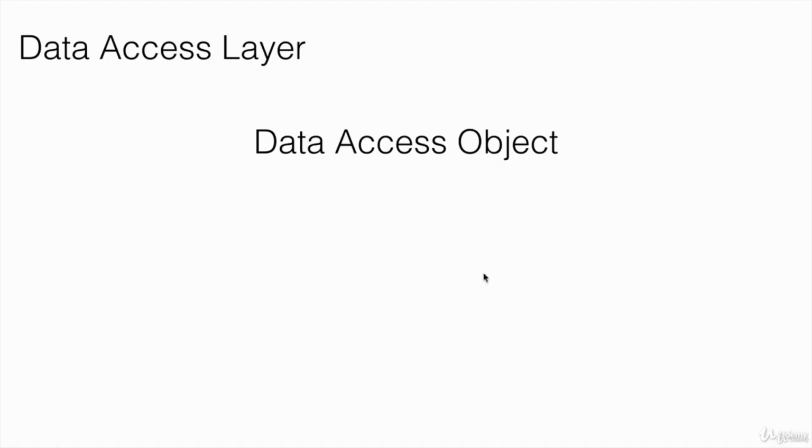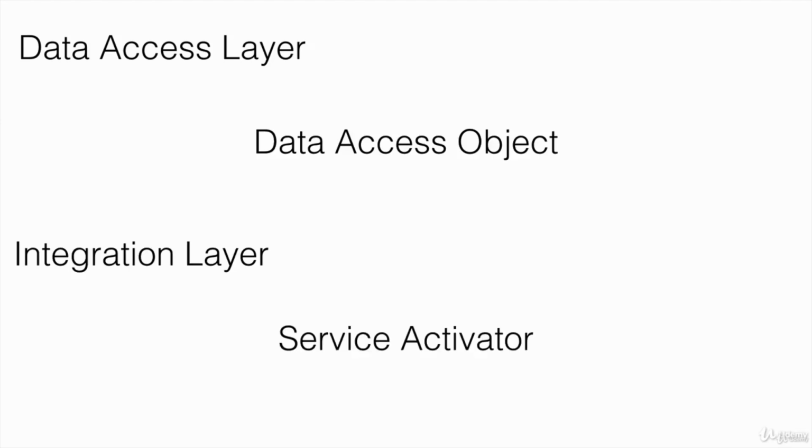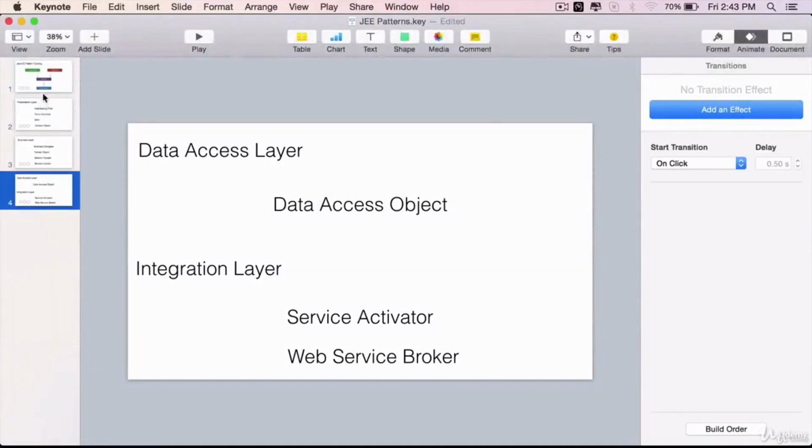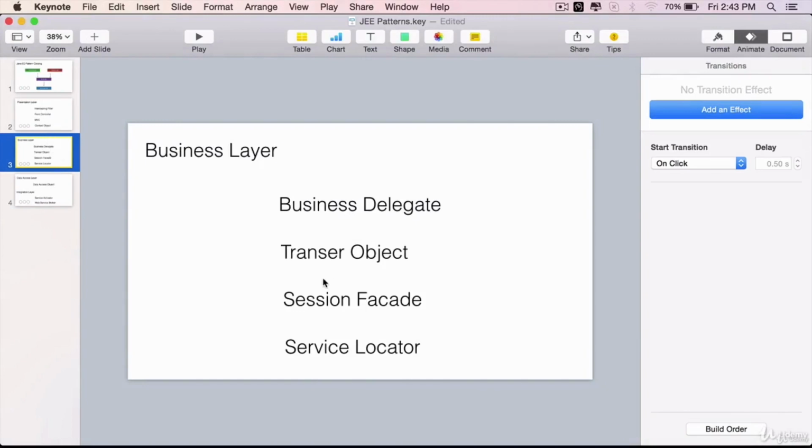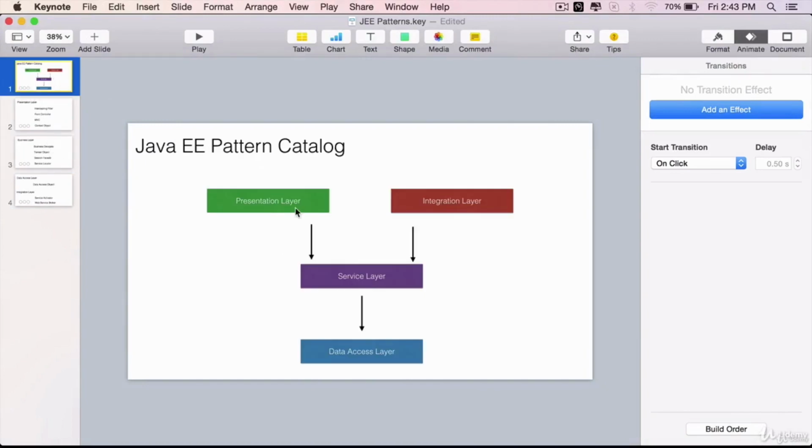Under the data access layer, we have the data access object pattern, and in the integration layer, we have service activator, web service broker, and more. Again, in this course, we will be exploring some of the important patterns in the Java EE as well as the GoF, Gang of Four, pattern catalog.